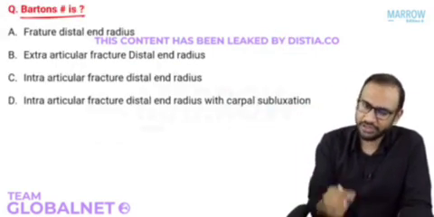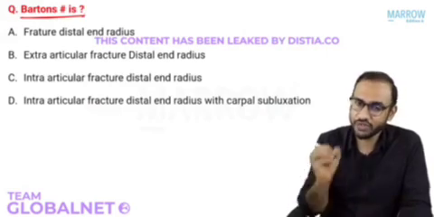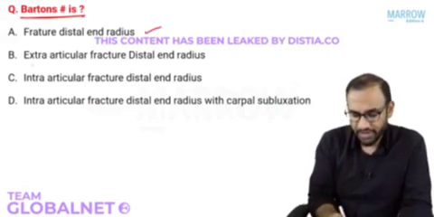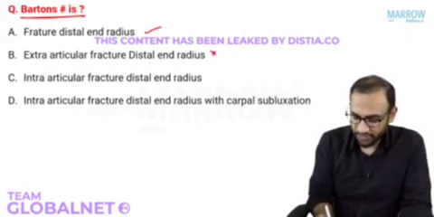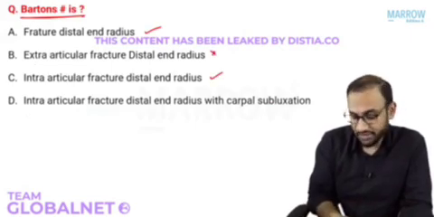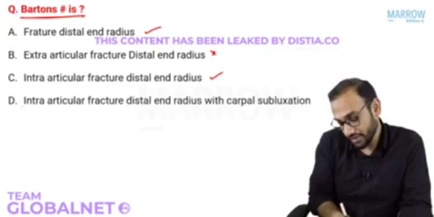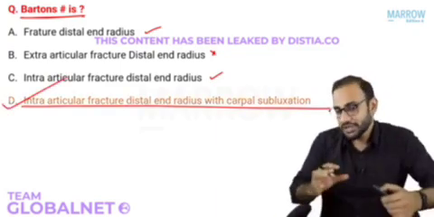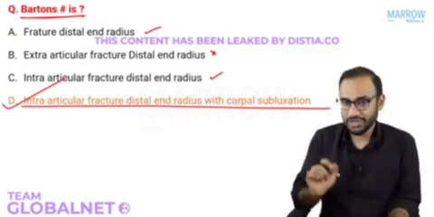Barton's fracture is intra-articular fracture of the distal end of the radius with carpal subluxation. Let's look at the options. Fracture distal end of the radius sounds about right. Extra-articular, no. Intra-articular fracture distal end of the radius, yes, sounds about right. Intra-articular fracture distal end of the radius with carpal subluxation, yes, this is the best answer. Okay, so please understand that the options can be close, but we have to choose the best possible answer.